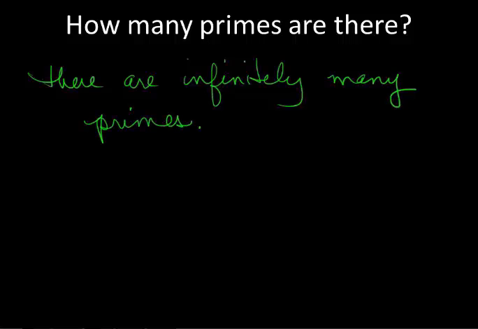But how do we know that? We just said a few slides back that if a number is too big, it's absolutely impossible to prime factor it. So how do we know there's infinitely many primes? And what we're going to do in the second video is to prove this. It'll be the first example of mathematical proof.